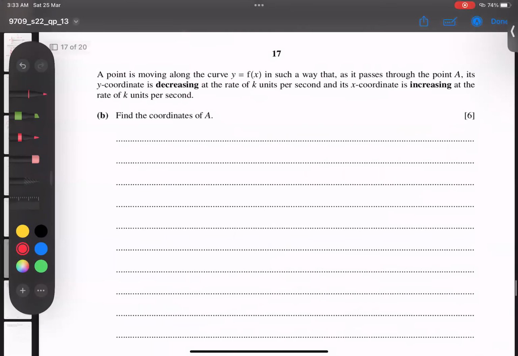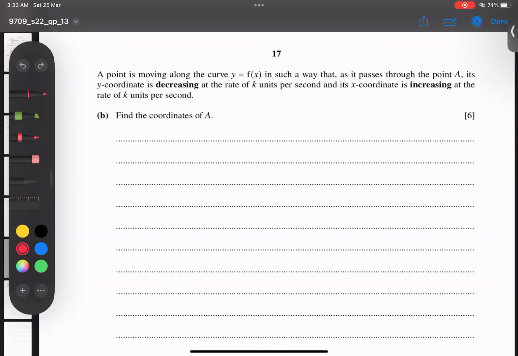This is another part of this question. He's saying the point is moving along the curve such that it passes through point A, and its y coordinate is decreasing at a rate of k units per second. And the x coordinate is increasing at k units per second. So now let's see how we can deal with this kind of question.